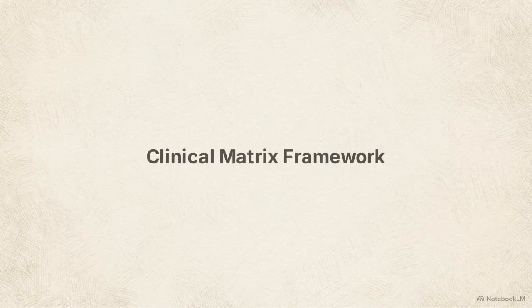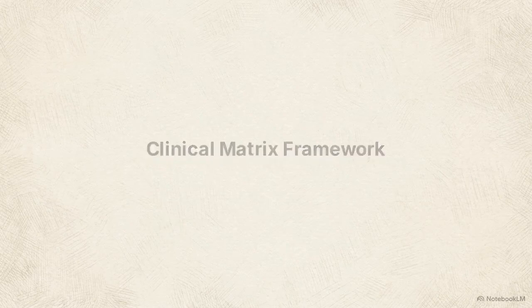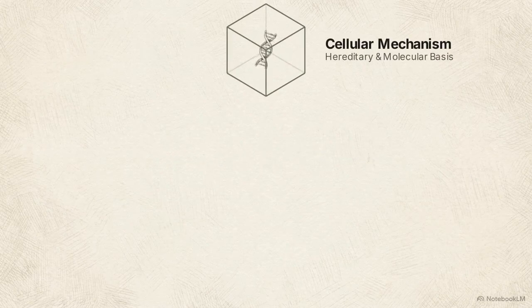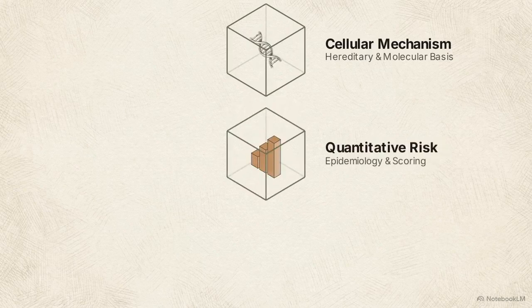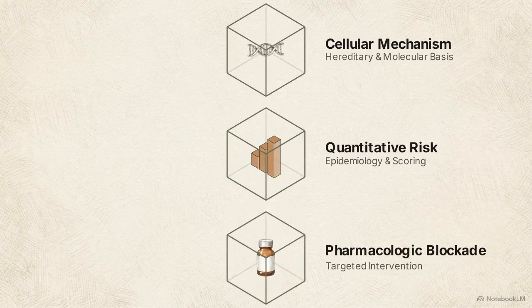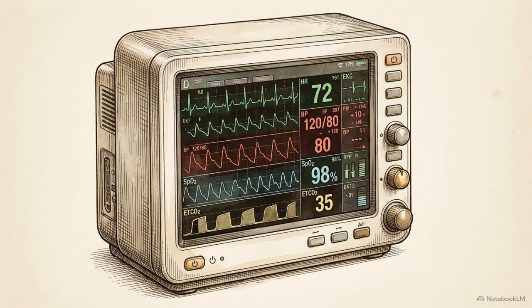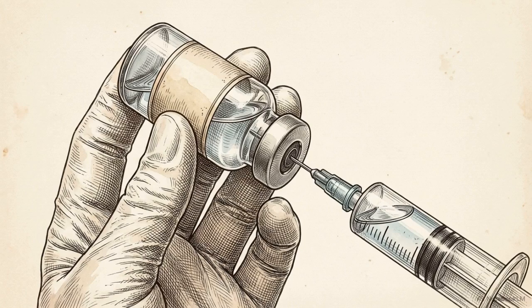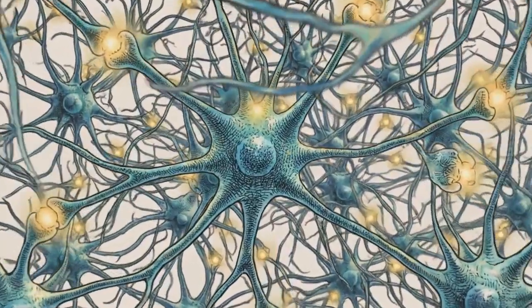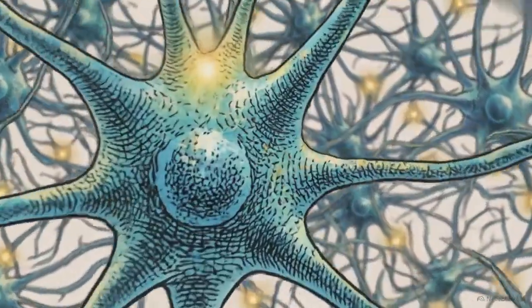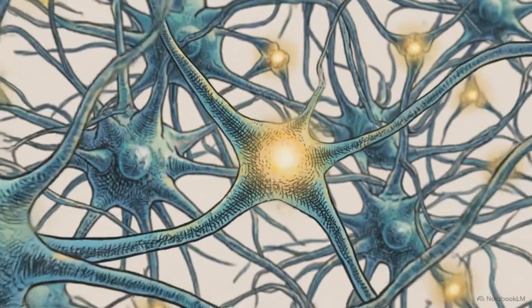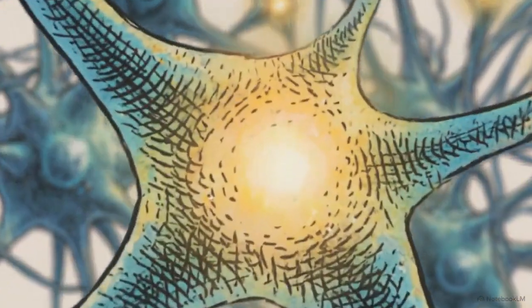Every pathology we cover will be deconstructed through a specific framework: its underlying cellular mechanism, its quantitative risk stratification, and its precise pharmacological blockade. The operating room requires the real-time synthesis of disparate, rapidly changing data points. You must identify failing physiological systems and deploy targeted chemical interventions to stabilize them. Clinical mastery relies on understanding how specific receptor mutations and neural pathways explicitly define your choice of anesthetic drug.